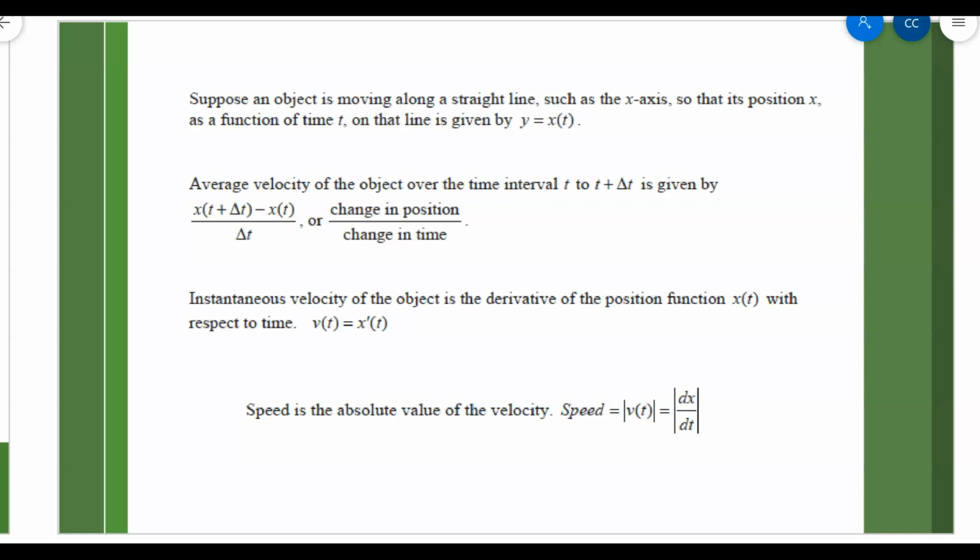Now, instantaneous is the calculus version of this. Instantaneous velocity of an object is the derivative of that object at the particular point. The derivative of that object at its point is known as v of t, or x prime of t. And then the last thing you need to recall is that speed is the absolute value of velocity. So speed is the absolute value of v of t, or the absolute value of dx over dt.